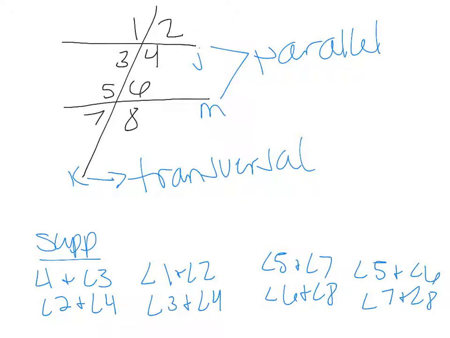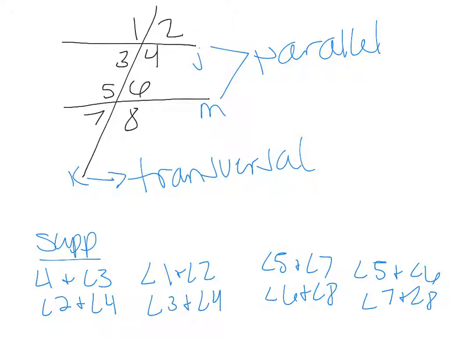You have same side interior, and you have alternate interior, and then you also have alternate exterior and same side exterior. So interior and exterior, think of what those words mean first. Interior means the inside. So when we're talking about that, we're talking about the inside of the parallel lines. Our exterior is going to be the outside of the parallel lines. So same side interior, interior means inside, 3 and 5 are on the same side, and then 4 and 6 are on the same side.